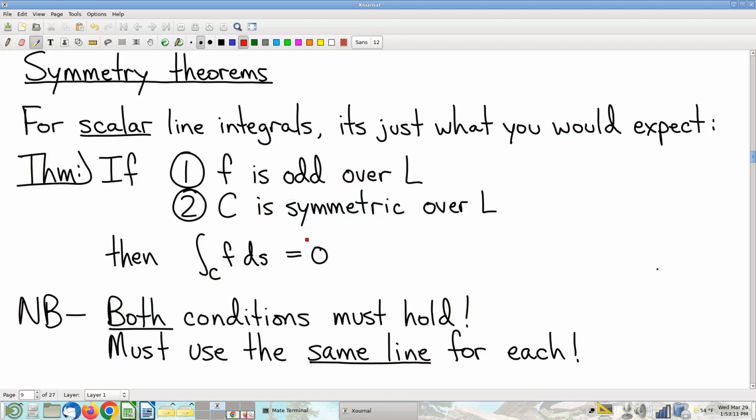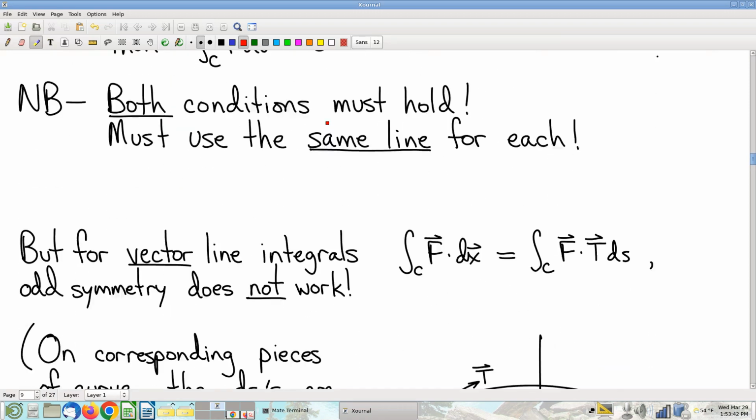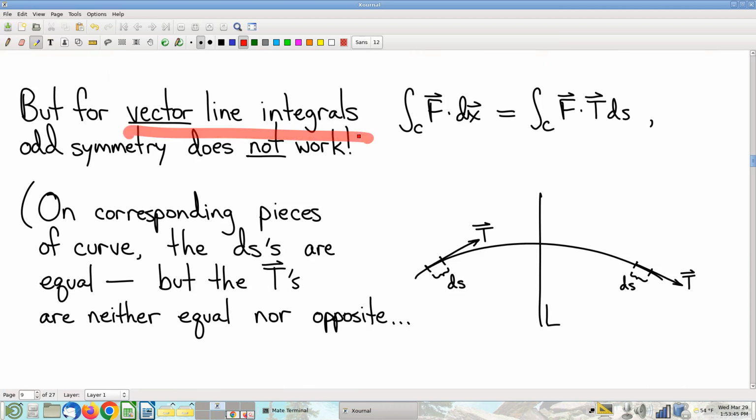Now, one other asterisk. Notice I've underlined this here. Scalar. This only works for scalar line integrals. This does not work for vector line integrals. Yet another reason that I like to make a bright distinction between scalar line integrals and vector line integrals, which, by the way, in some textbooks are kind of blurred together as being different versions of the same thing. I prefer a bright line, clear distinction between them. So again, yet another reason. Scalar line integrals only. For vector line integrals, there is no odd symmetry theorem. It just doesn't work. It just doesn't.